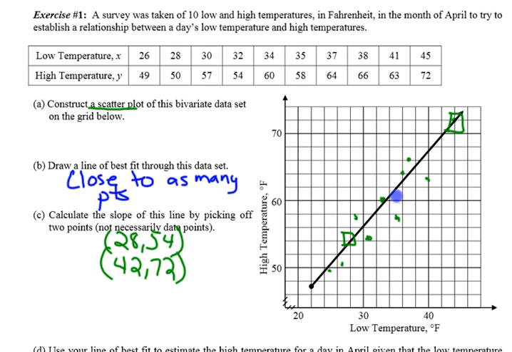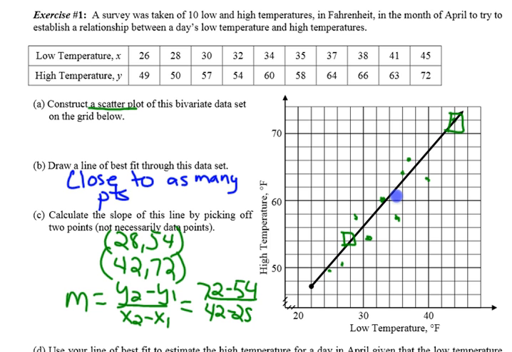Depending on where your line is and how you put it in, your slope when you're calculating it might be slightly different. But to find the slope, it's y2 minus y1 over x2 minus x1. That's a formula we have to know. So 72 minus 54 over 42 minus 28. 72 minus 54 is going to give me 18.